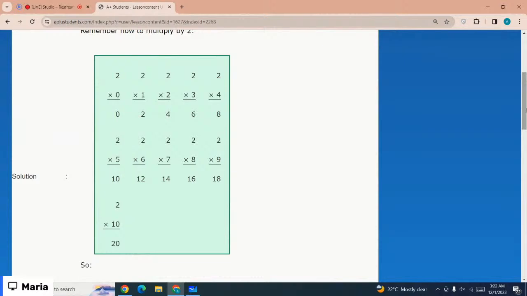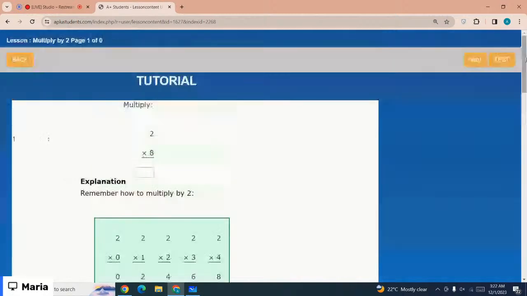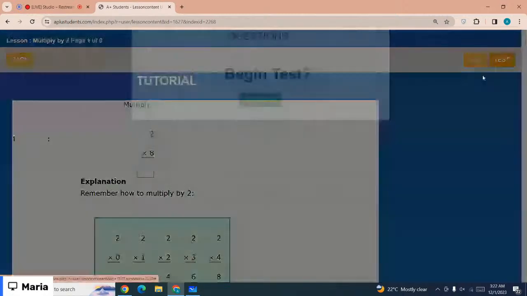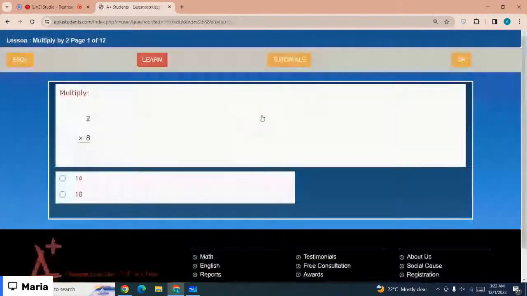If you didn't learn these tables yet, start from today, right? Do one table daily and you will be perfect with the tables. Because if you don't know the tables, you cannot do the multiplication, right? And if you want to be perfect with multiplication, you must know the tables.